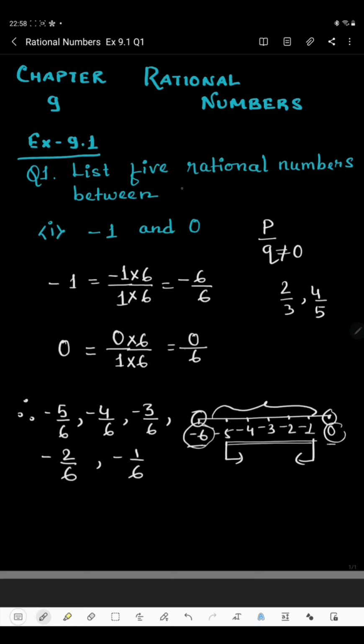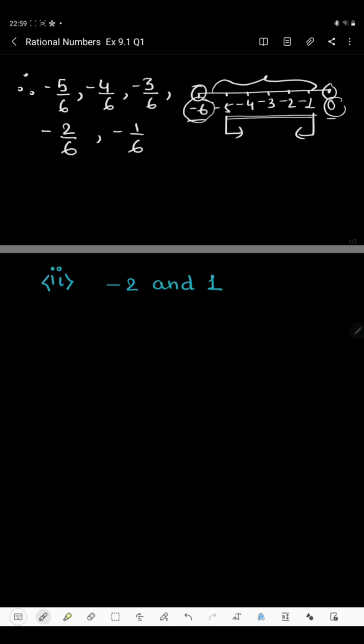Now we have to write 5 rational numbers. So 1, 2, 3, 4, 5. We have got 5 rational numbers in between -1 and 0. Now in the next part we have -2 and 1. Again, this -2 we will have to express as a rational number. How can we express -2 as a rational number? Here no digit is present in the denominator, so we can consider it as 1. And here we have 1, which can also be written as 1 by 1.